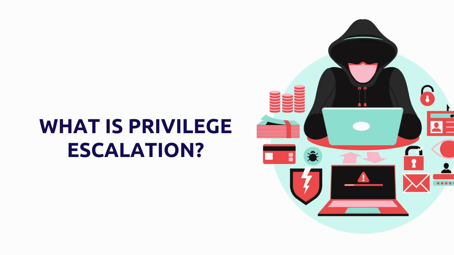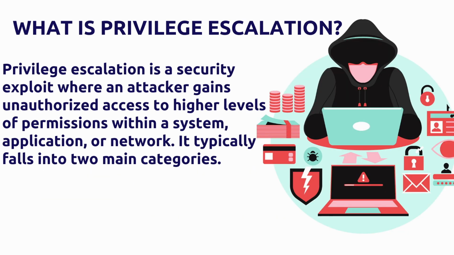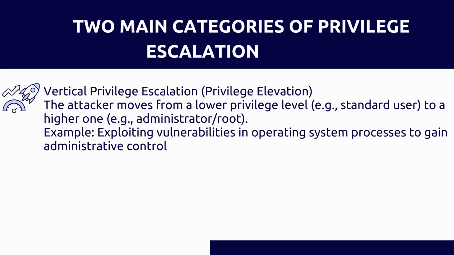What is privilege escalation? Privilege escalation is a security exploit where an attacker gains unauthorized access to a higher level of permission within a system, application, or probably a network. It typically falls into two main categories. Firstly, we have vertical privilege escalation, often called privilege elevation, which means the attacker moves from a lower privilege level, e.g., a standard user, to a higher one, which is either the administrator or root level. An example of that is exploiting vulnerabilities in operating system processes to gain administrative control.